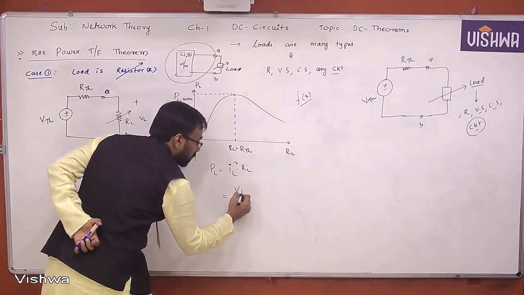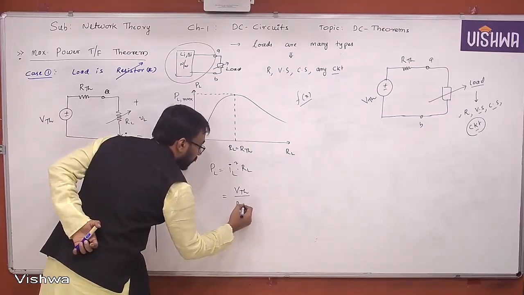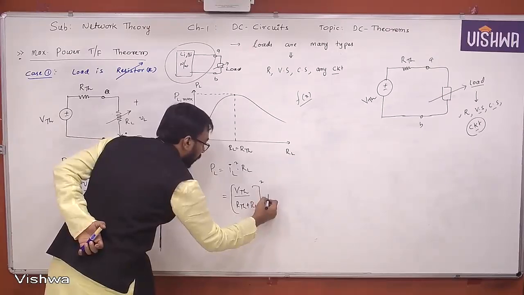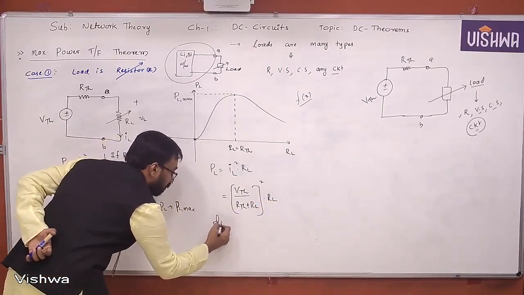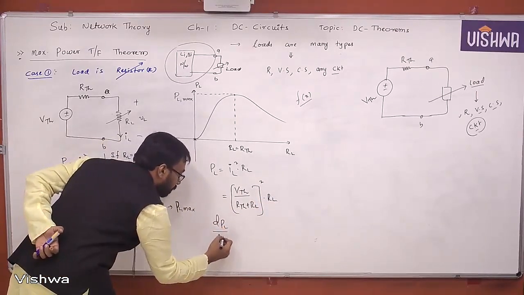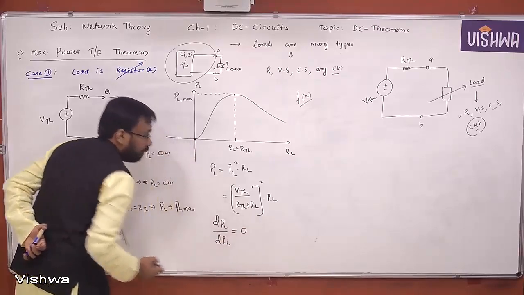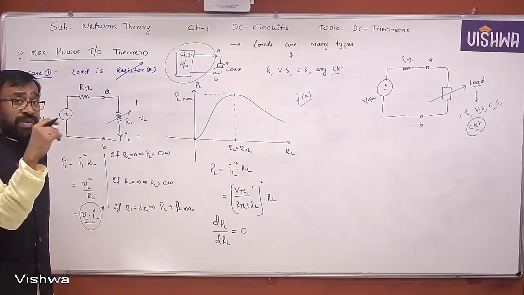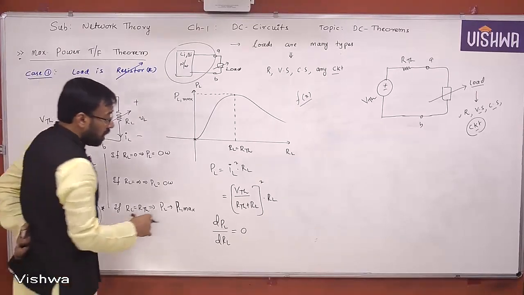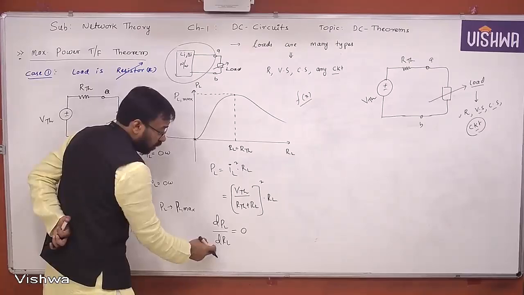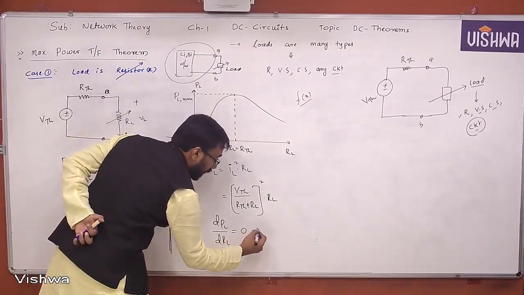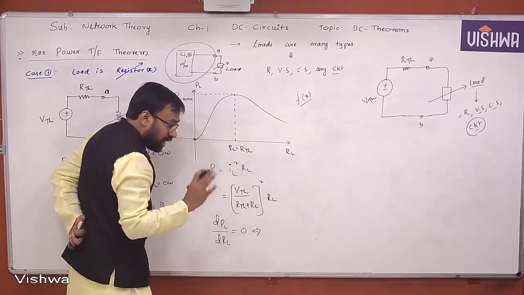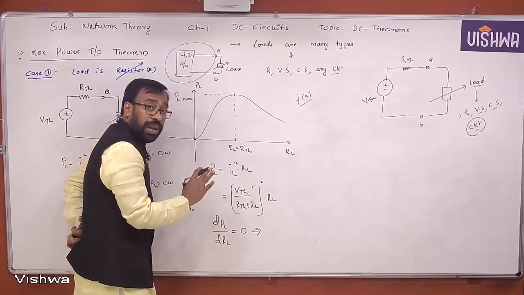Therefore, here, if I express VTH by RTH plus RL whole square into RL, then dPL by dRL. Why dPL? Because I'm looking for maxima condition. Any maxima or minima condition, first derivative of that particular function should be made 0. Therefore, I'm just differentiating this PL with respect to RL. Then if I make it 0, then I'll get a condition. If you differentiate this entire part, please do that. You are good at differentiation, I know very well. Okay, you do that part.